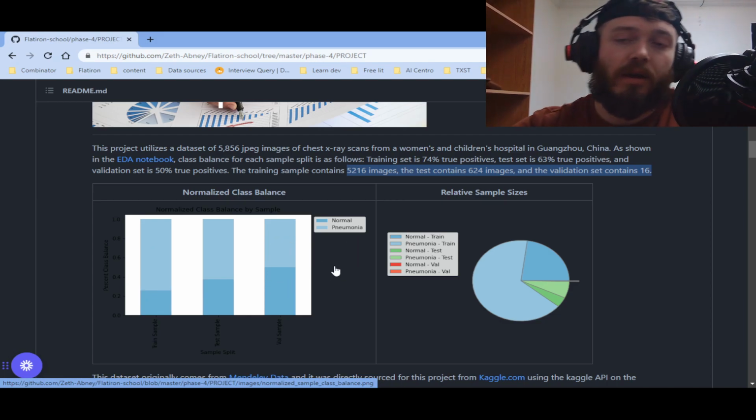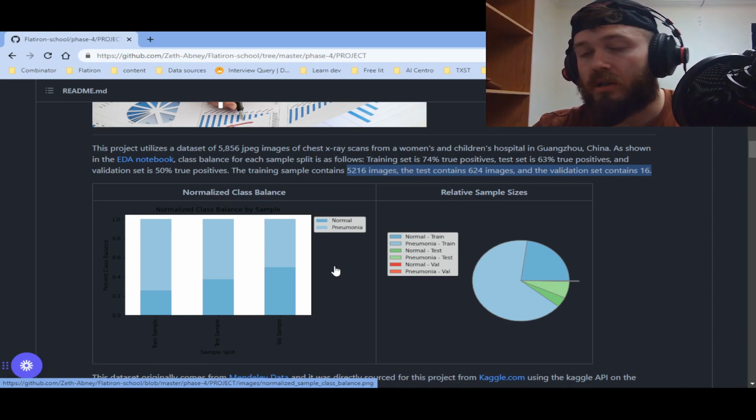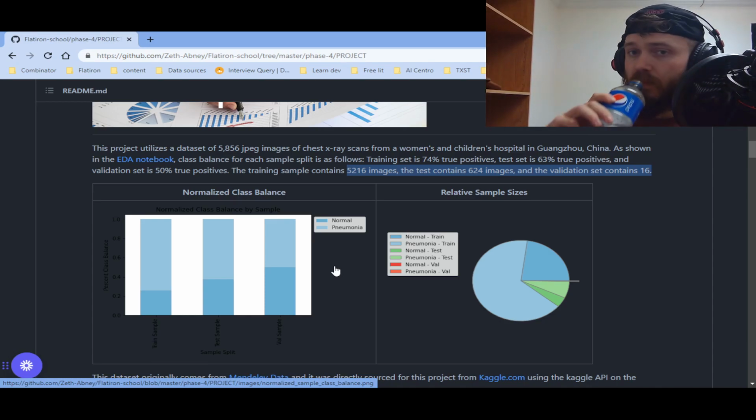So this data came from a women's and children's hospital in Guangzhou, China.